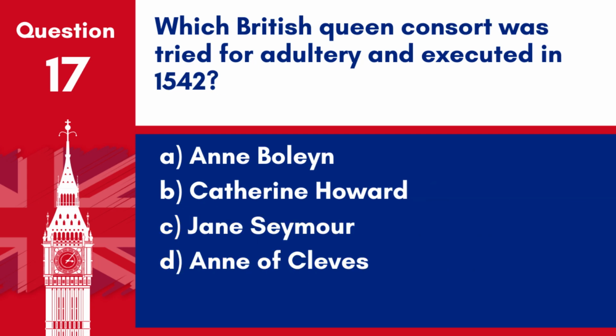Question 17. Which British Queen Consort was tried for adultery and executed in 1542? A. Anne Boleyn. B. Catherine Howard. C. Jane Seymour. D. Anne of Cleves. Answer: B. Catherine Howard. Catherine Howard, the fifth wife of Henry VIII, was tried for adultery and executed in 1542.